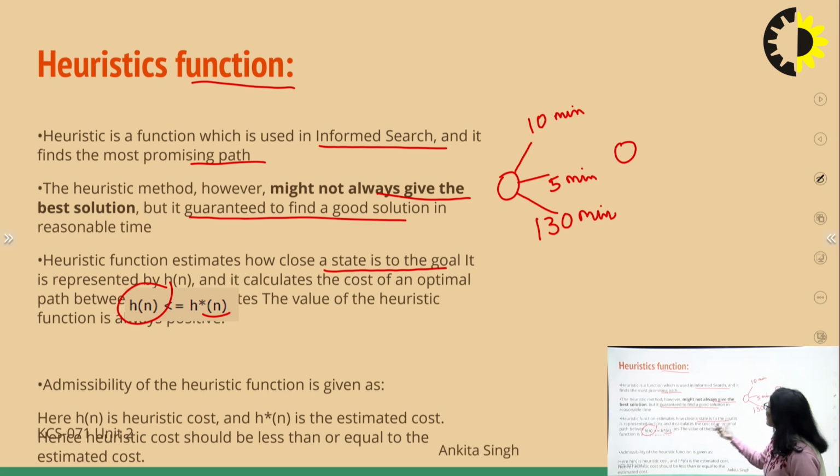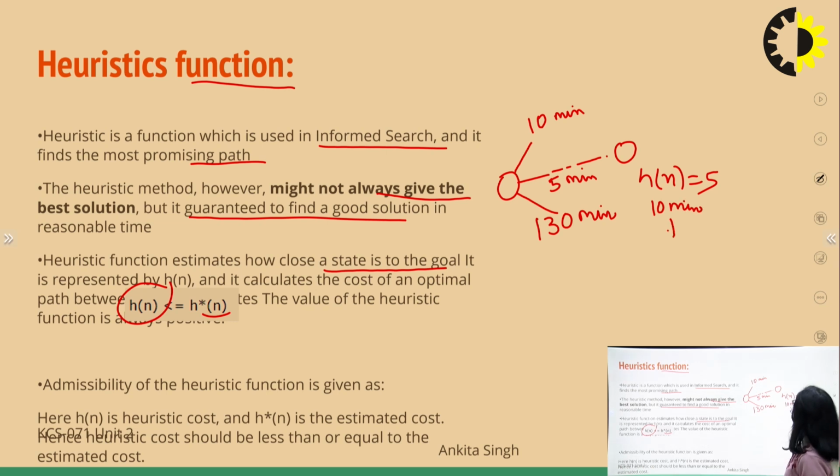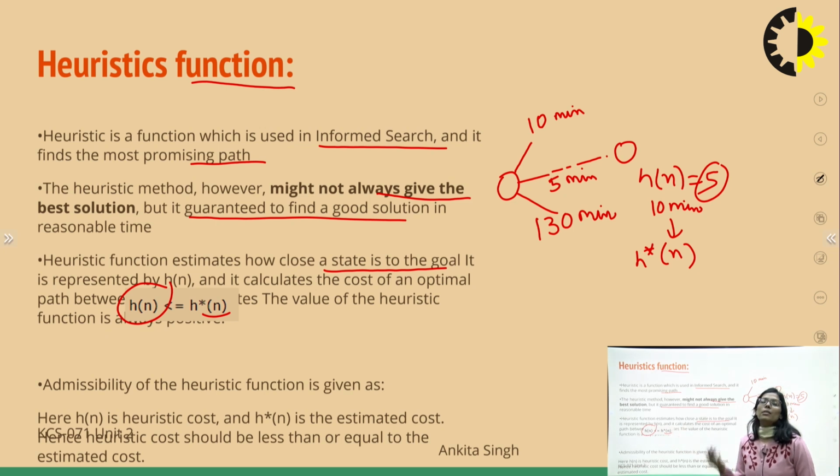Now, what is the actual value? If I choose this path, here h of n is 5. And how much time am I actually taking? Suppose I am taking around 10 minutes. Right? So this is my h star n. This is the actual time I have taken to reach the goal node, and this was the time that I was told, that in 5 minutes you will reach the goal node. So it is a rule that whatever heuristic value we choose should always be less than the actual value, right? This is when we call it admissible heuristics. We will discuss it in detail later.